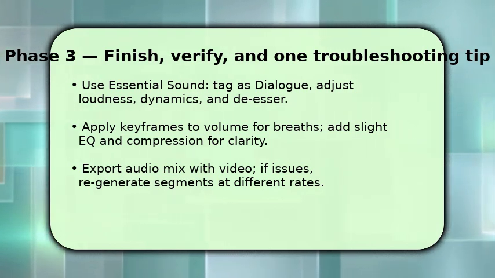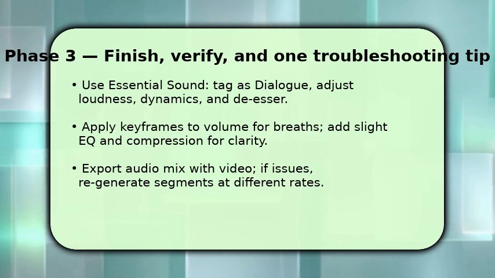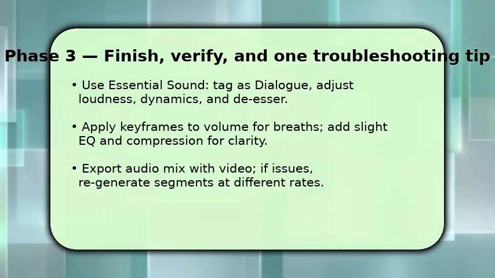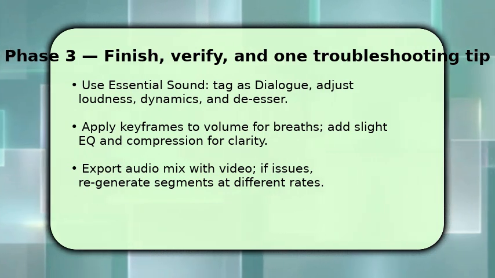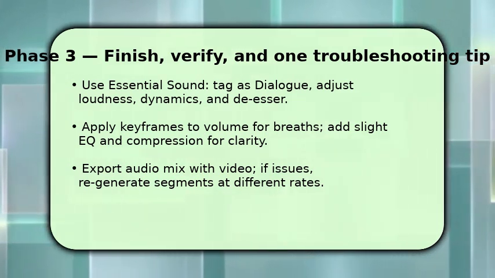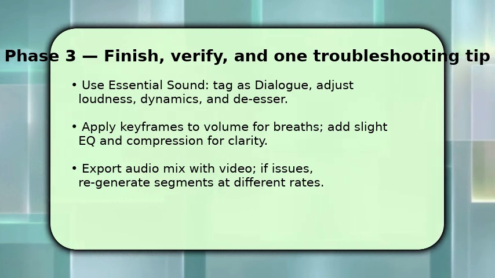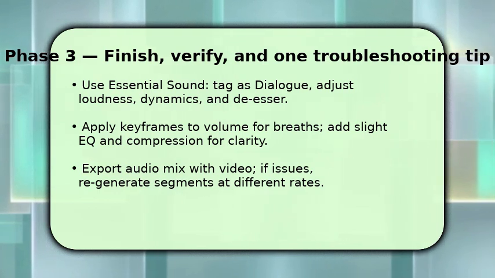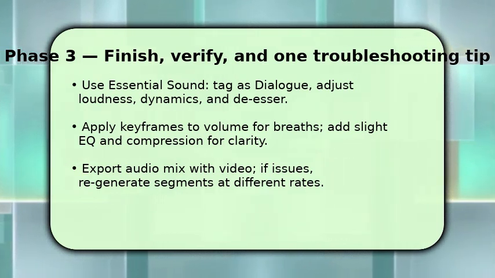Use volume keyframes to remove breaths or emphasize words, and insert short fades at edits to avoid clicks. Once balanced, export a test clip with video to confirm levels. If the voice sounds unnatural, regenerate specific segments at a different speaking rate or try an alternate voice. This targeted re-rendering usually fixes pacing or pronunciation problems quickly.